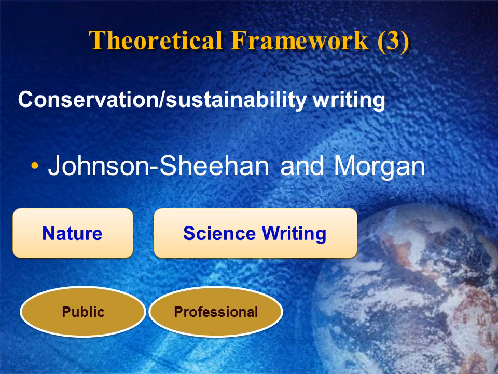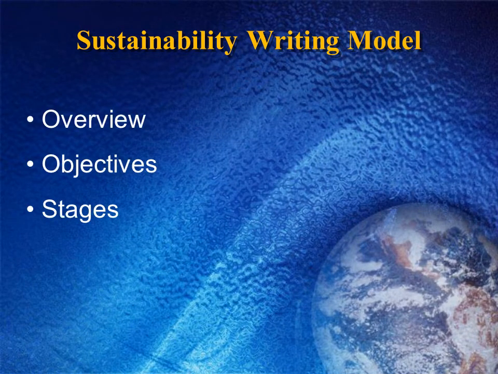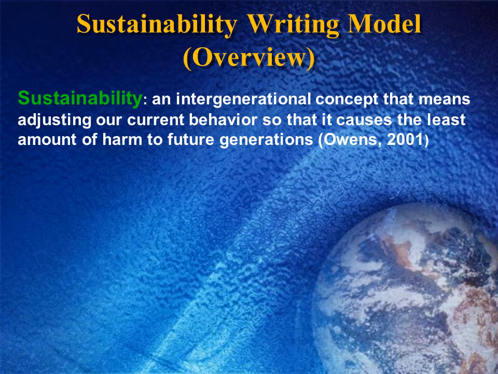In presenting the model, I will introduce an overview of the model, its objectives, and stages. Owens defines sustainability as an intergenerational concept that means adjusting our current behavior so that it causes the least amount of harm to future generations.